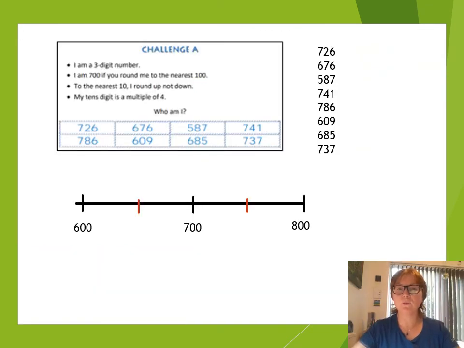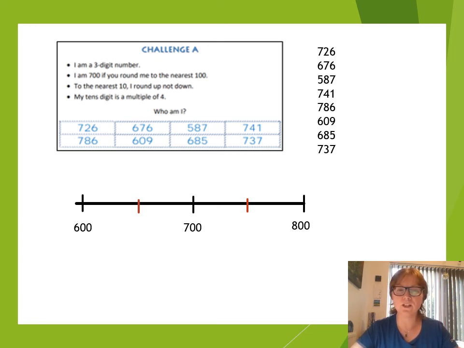So if we now have a look at one of the challenge activities, we've got a range of numbers and only one of those will fit all 4 clues. The first clue, I am a 3-digit number. Well, that's not helpful because all of our numbers are 3-digit numbers. The next clue says I am 700 if you round me to the nearest 100.